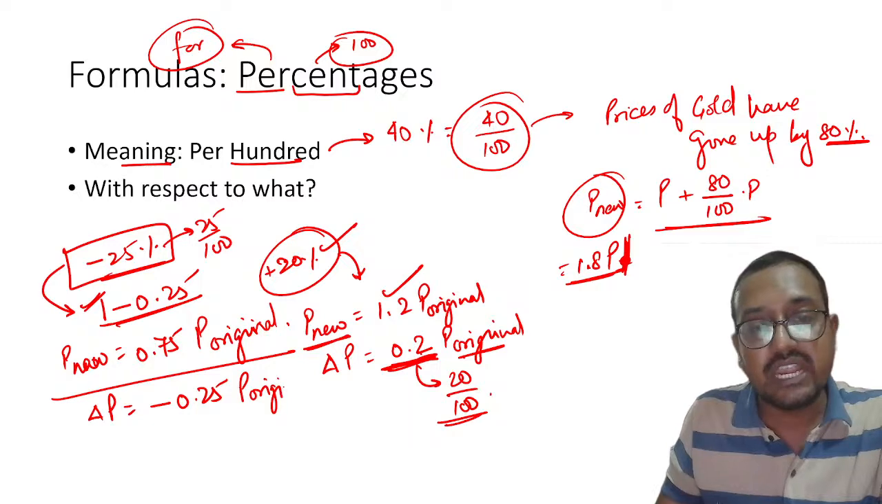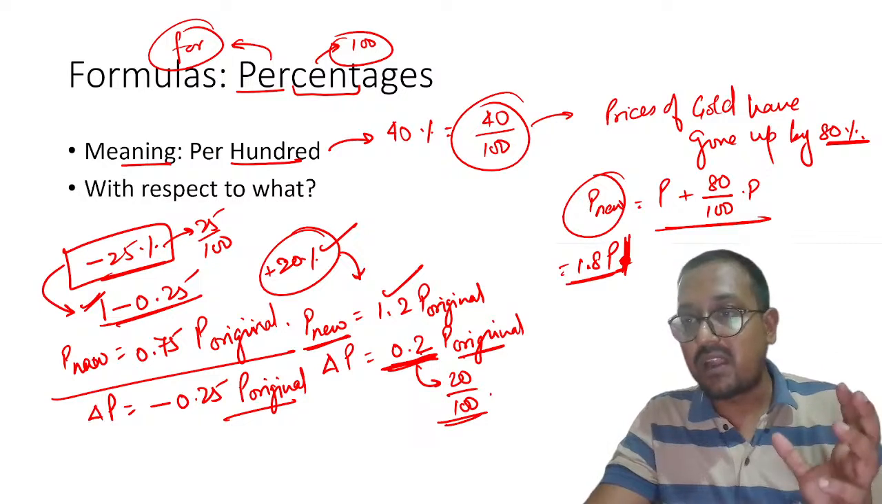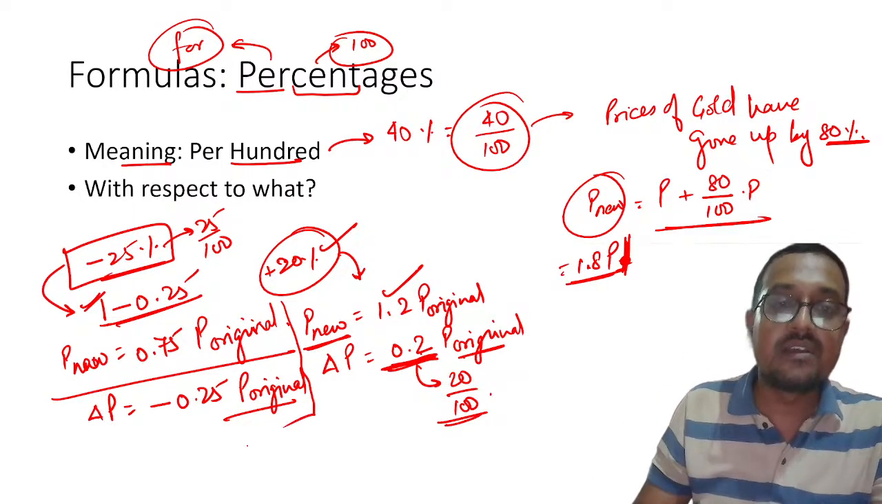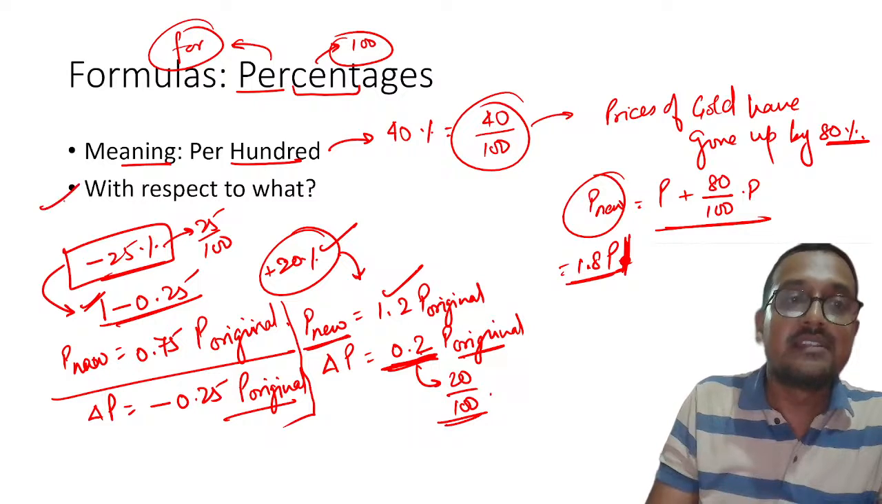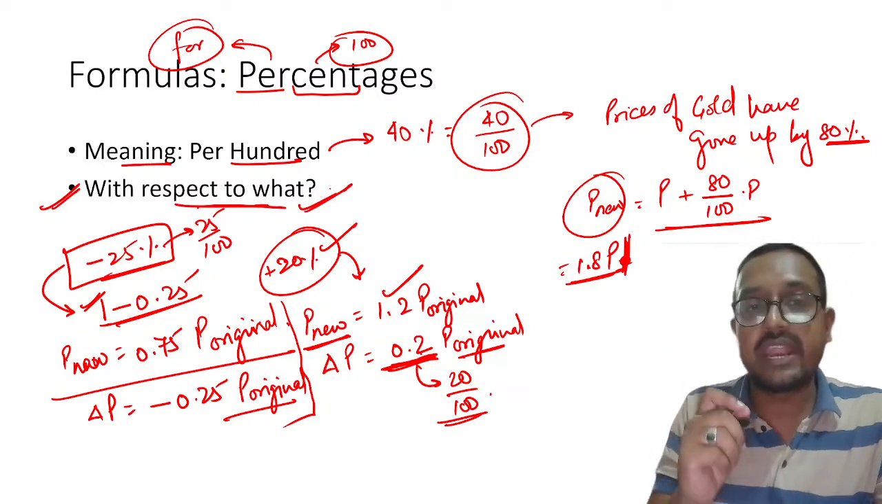I hope you are getting this, because whenever I take the class, students are confused in this part. I hope everyone is clear on this part. Please make sure that you are working on this clearly. The second thing is, with respect to what? That is a very important criterion.